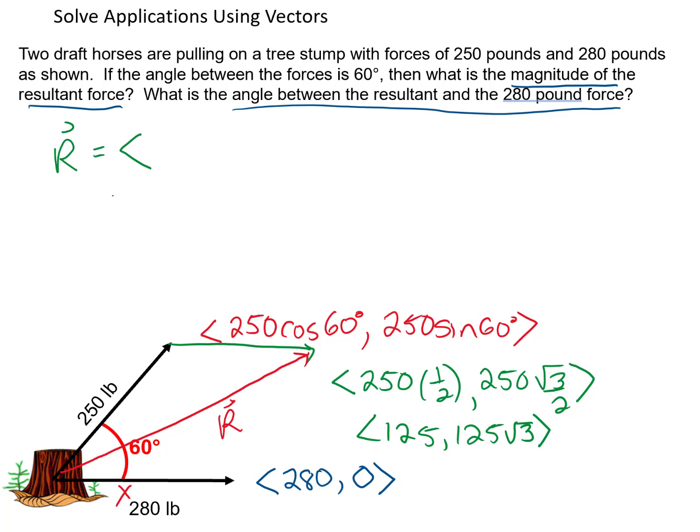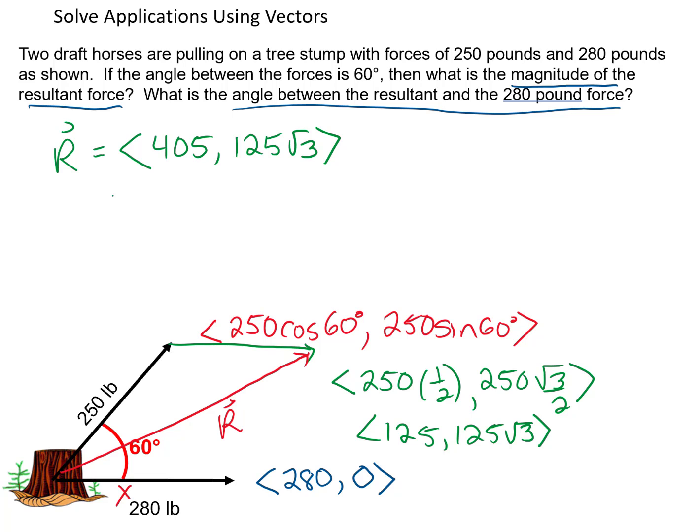So to combine those two vectors to get the resultant vector, we add the first components, the 280 and the 125. And so when I add those two together, I get 405. And then we add the second component, the 125 square roots of 3, and I'm adding it to 0, so it's still going to be 125 square roots of 3. Now we're ready to find what we wanted to.